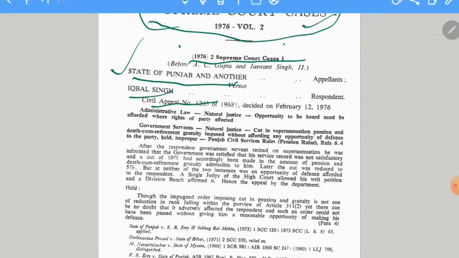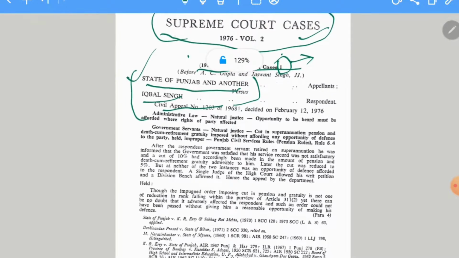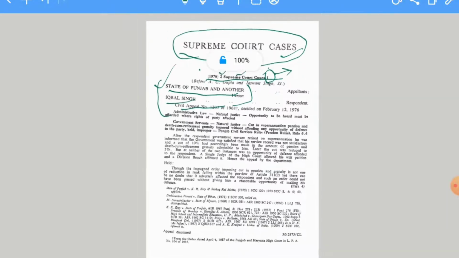I am showing you 1976, volume 2, Supreme Court Cases, page number 1. On page number 1 of the Supreme Court Cases, this case has been cited. The name of the case is State of Punjab and another versus Iqbal Singh. So this is the way you will get the cases page number wise.